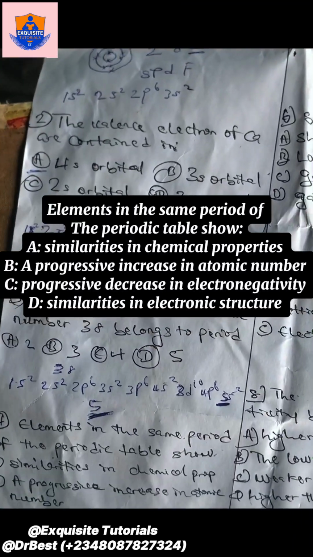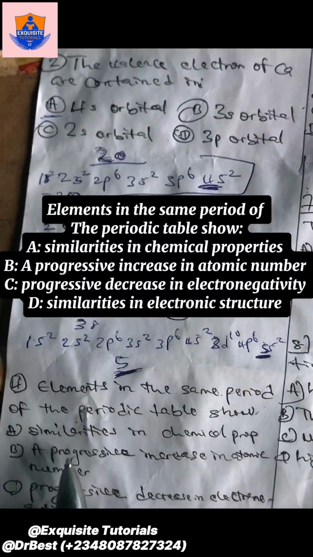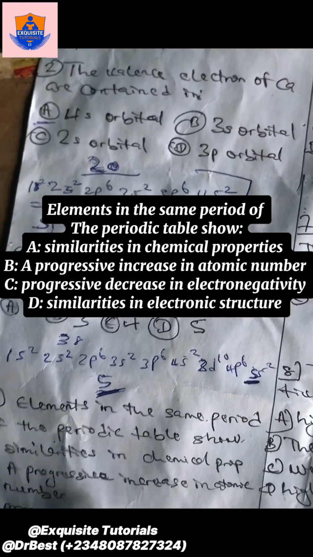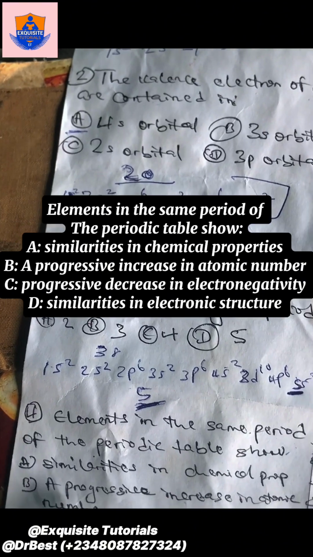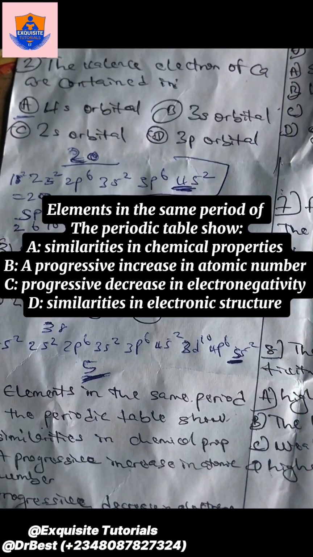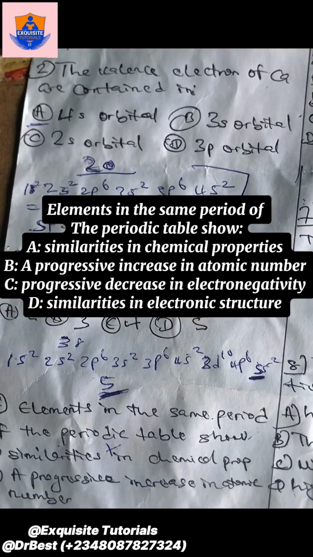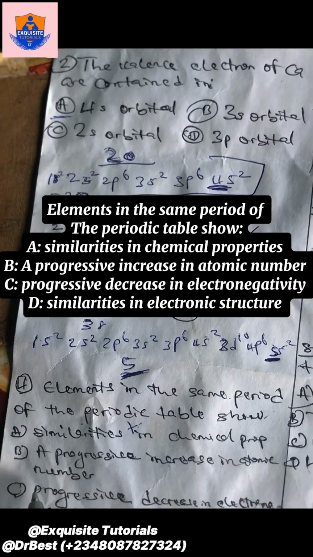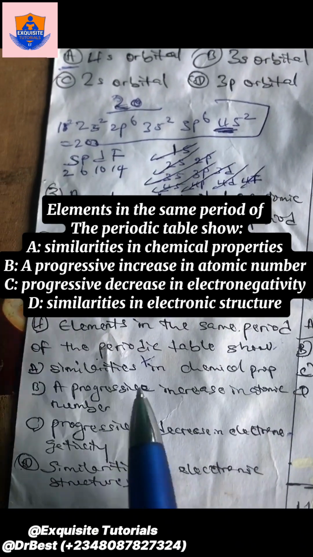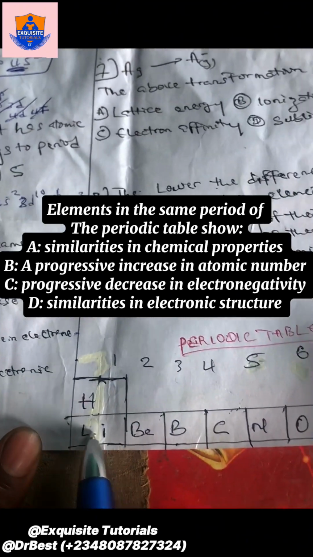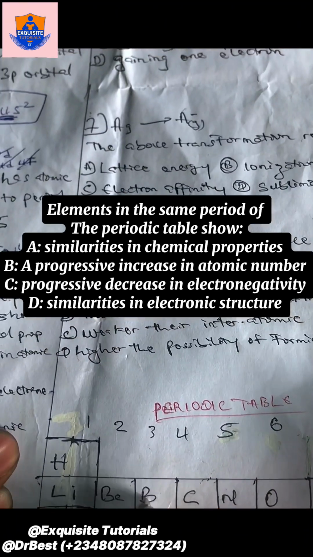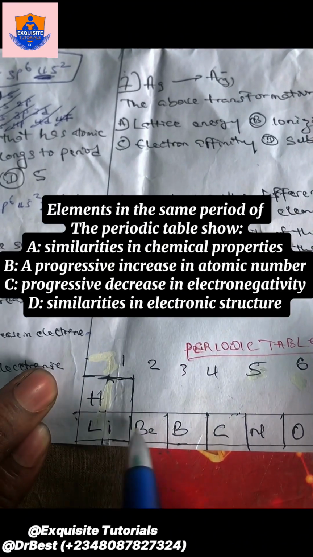The elements in the same period, option A says show similar chemical properties. They do not show similar chemical properties. It's only elements in the same group that show similar chemical properties. So this option is out already. B, progressive increase in atomic number. If you check the periodic table, you're going to see that the atomic number increases as you go.